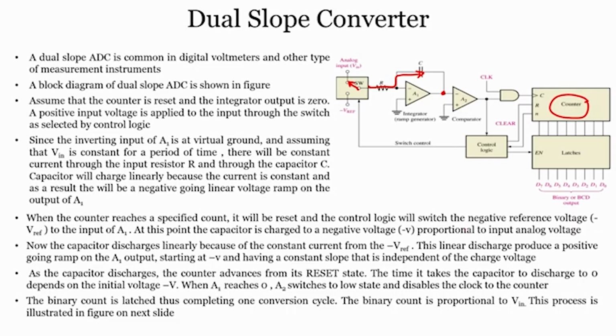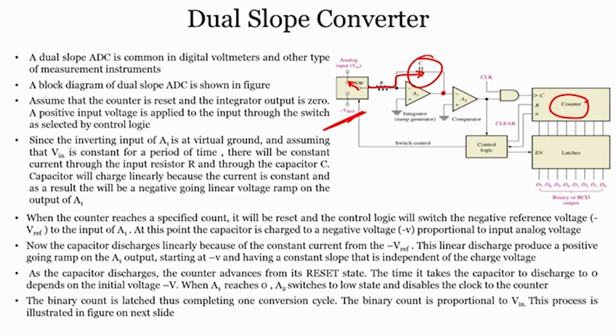So, now the capacitor discharges linearly because of the constant current from minus V reference. So, now the capacitor discharges with a constant slope that is independent of the charging voltage. So, first the capacitor charges, then the counter resets and the capacitor starts discharging. As the capacitor discharges, the counter advances from its reset state. The time it takes for the capacitor to discharge to 0 depends on the initial voltage minus V.